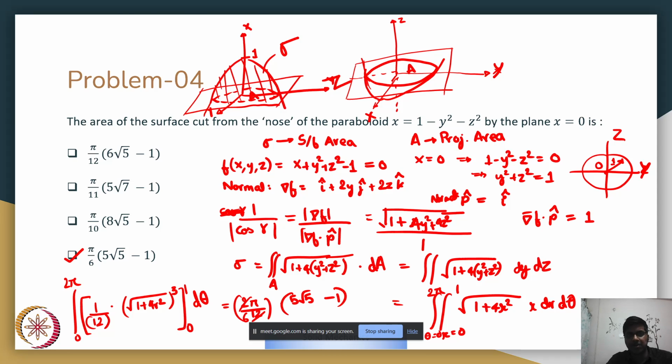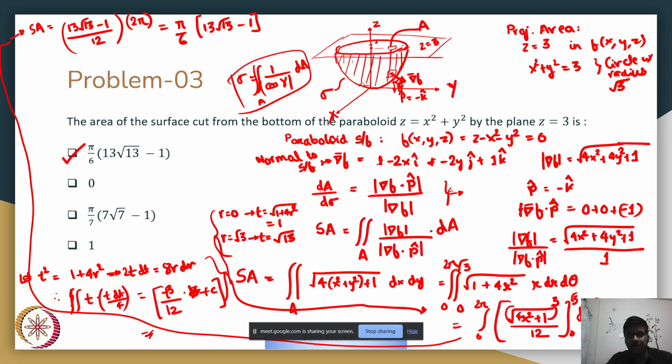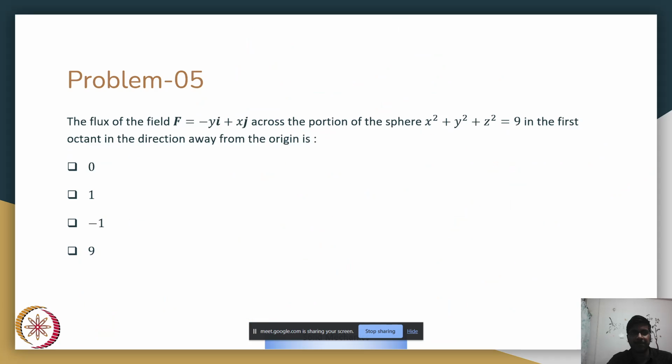This is quite similar to the third problem, but I thought that the overall process is a little involved, so we would go through both the examples. If that is clear, we now move to the fifth problem.